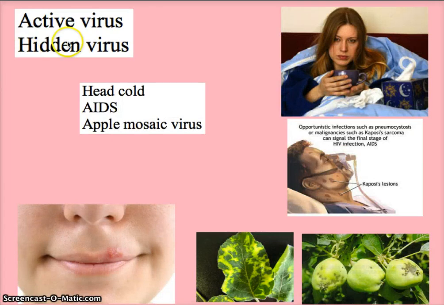Now, there are things called active viruses and hidden viruses. Once you get inside a cell, a virus's genetic material takes over many of the cell's functions. Now, this is going to happen in both of these, but in the active virus, it happens then. If you have the head cold here, it's happening then. If you have AIDS, for example, it's happening then. It's not going to lay around inside you. It's going to go ahead and attack you. Or if you're an apple tree or an apple orchard, this apple mosaic virus will happen then.